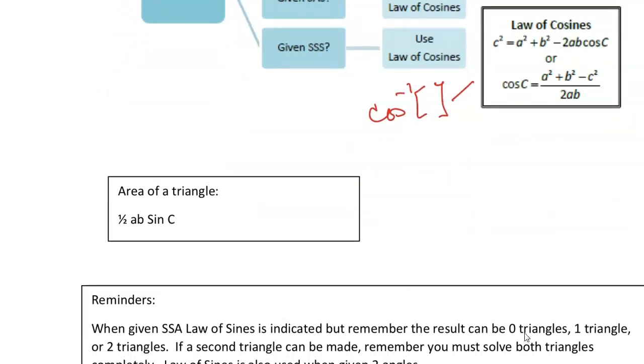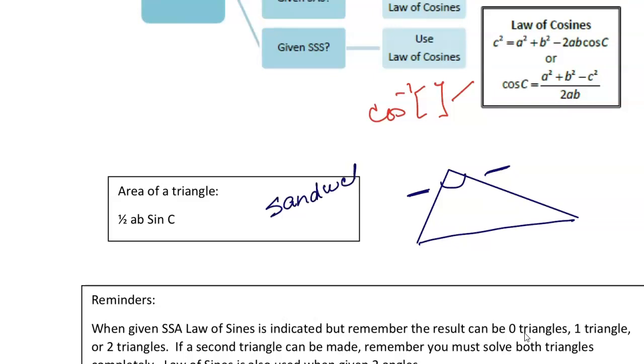One other thing, you have the area of a triangle formula right here. That is our sandwich scenario. If you are going to figure out any triangle and you're going to figure out area, you need this side and this angle. That is your sandwich. Once you have that scenario, you can then execute this formula to find the area of that triangle.